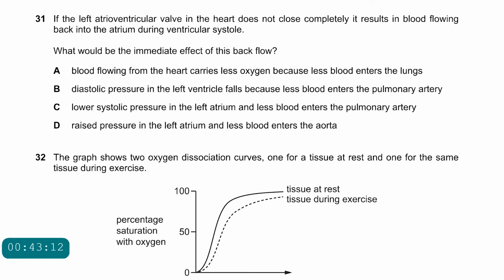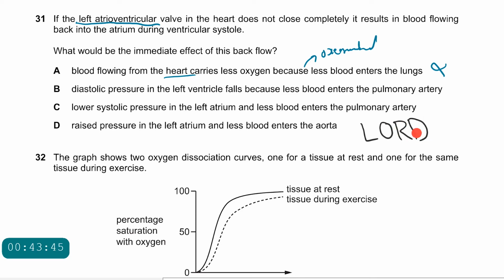Question 31. If the left atrioventricular valve in the heart does not close completely, it results in blood flowing back into the atrium during ventricular systole. Which would be the immediate effect of this backflow? A. Blood flowing from the heart carries less oxygen because less blood enters the lungs. This is incorrect because here it says the left, which is talking about the oxygenated blood. Here I'm going to give you an acronym that will really help you, and it's LORD. This stands for left is for oxygenated and right is for deoxygenated.